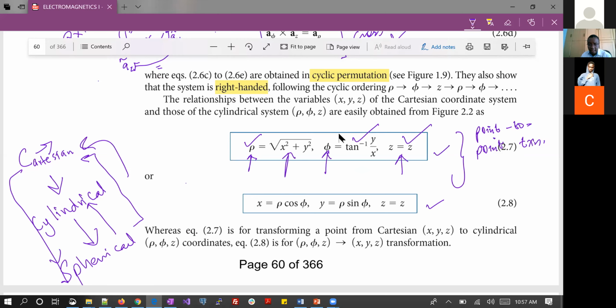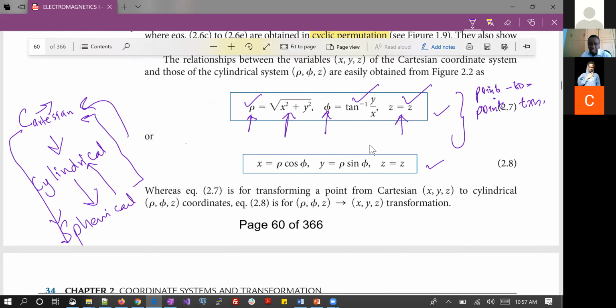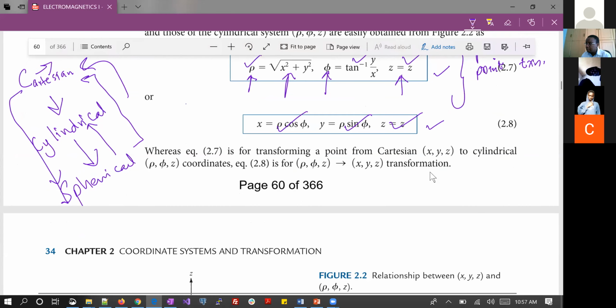So I think that describes it. And of course, you can do the reverse. These are the things I was showing you earlier. You can express x, y, and z from the cylindrical to the Cartesian, and it pretty much works like that. So these are ideas that I believe you will get used to pretty soon.